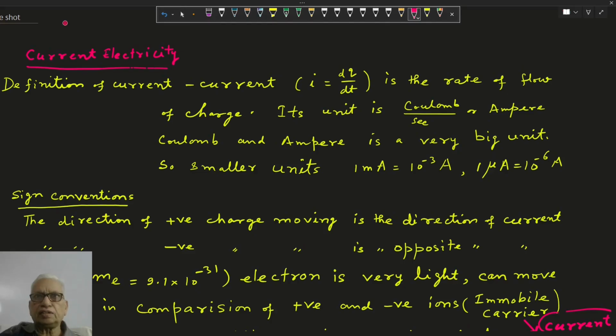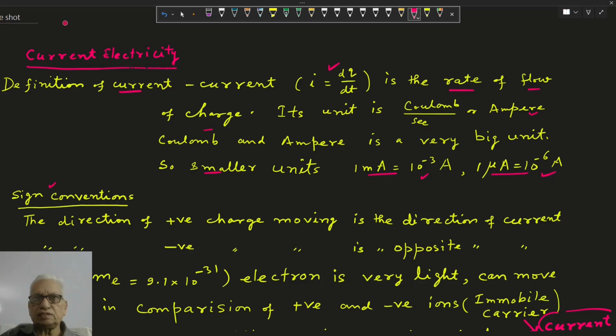Hello. Current electricity. Definition of current: current is the rate of flow of charge. Unit is coulomb per second or ampere. Ampere is a very big unit, so smaller units are milliampere and microampere. 1 milliampere is 10 to the minus 3 ampere. 1 microampere is 10 to the minus 6 ampere.